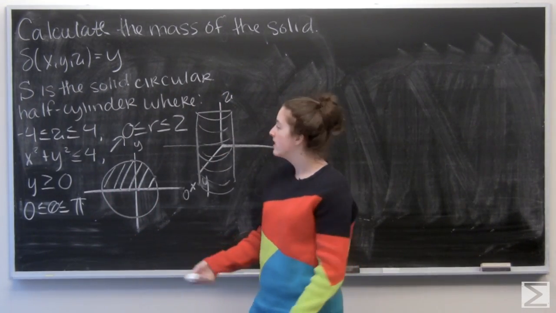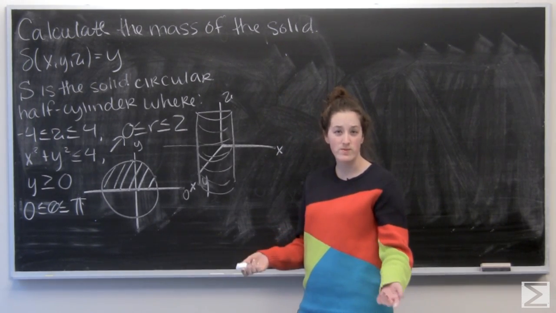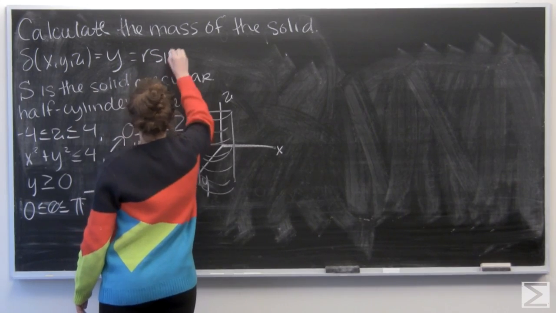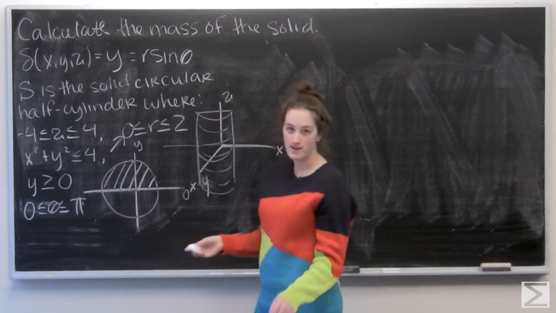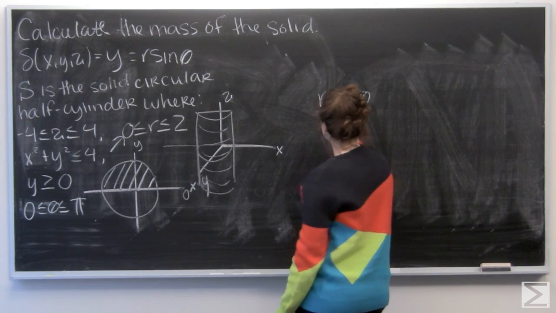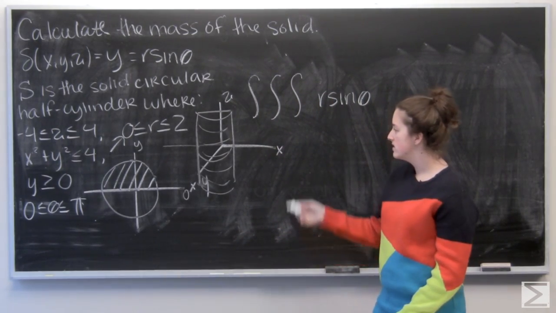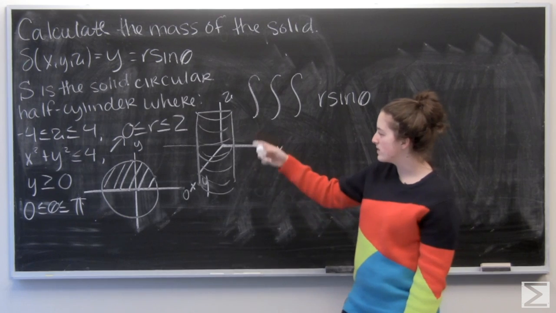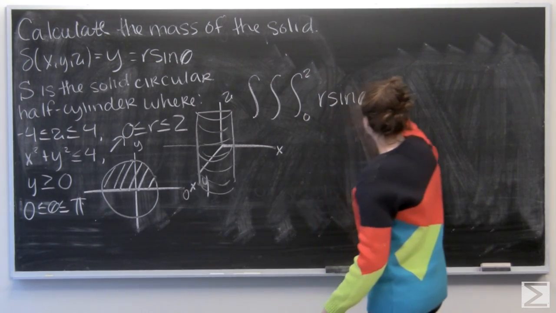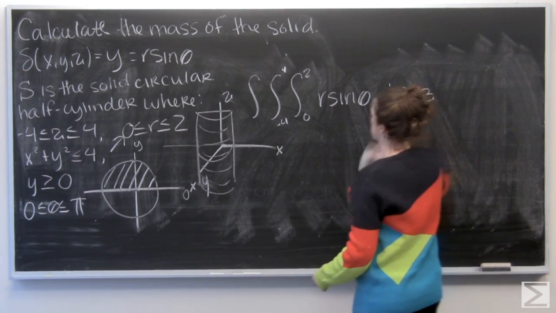Now I'm ready to set up my integral, except that my density function is still in Cartesian coordinates. But we can remember that when we're converting to cylindrical coordinates, y equals r sine theta. So I'll integrate that version of the density function instead. So I've got my r sine theta, and I just need some bounds. It doesn't really matter which order I integrate in. All of my bounds are constants. But I'm going to do r, then theta, then z. So 0 to 2, negative 4 to 4, and 0 to pi.